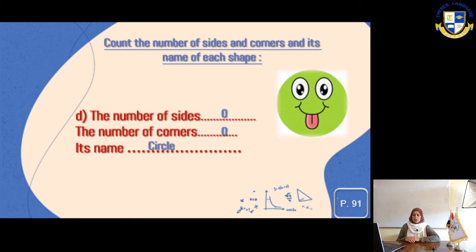The circle, the green circle. Can you see any line on the circle? No, there are no lines on the circle. And of course, no sides. Can you see any points or corners? There are no corners. So, 0 sides and 0 corners, and the name is circle.